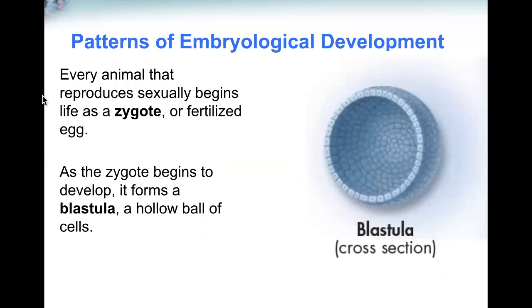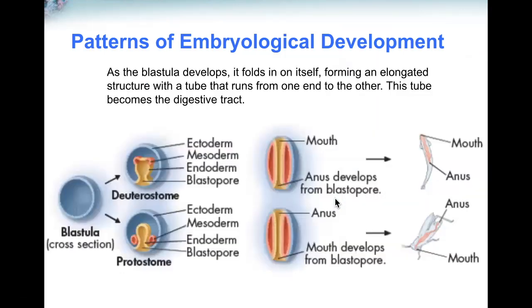Every animal that reproduces sexually begins life as a zygote or fertilized egg. As the zygote begins to develop, it forms a blastula, a hollow ball of cells. As the blastula develops, it folds in on itself, forming an elongated structure with a tube that runs from one end to the other. This tube becomes the digestive tract. Like a bead, it's a three-dimensional bead. This is a cross section. The three-dimensional bead with a passageway in the center.